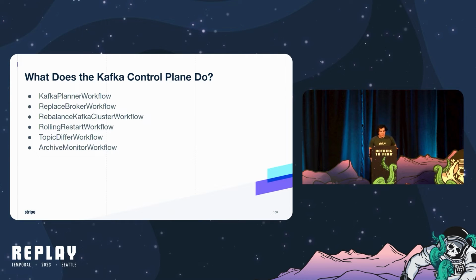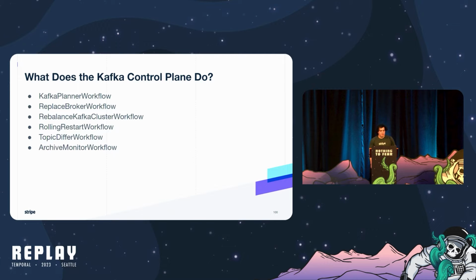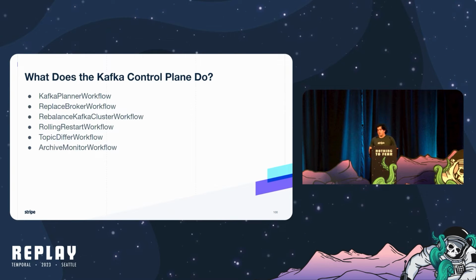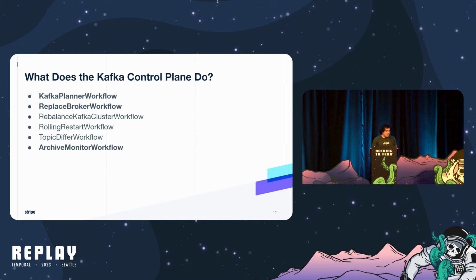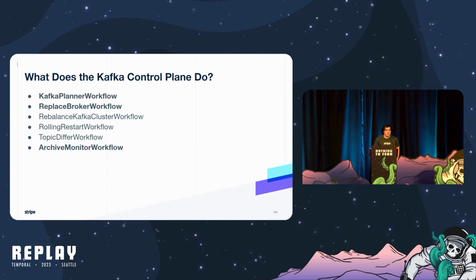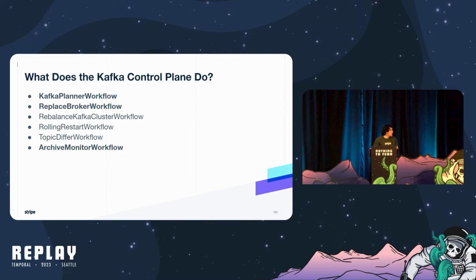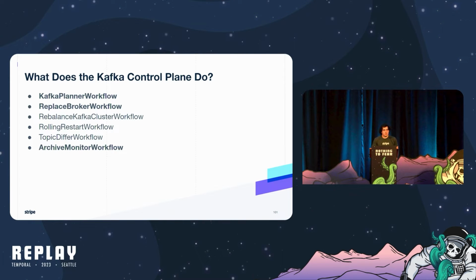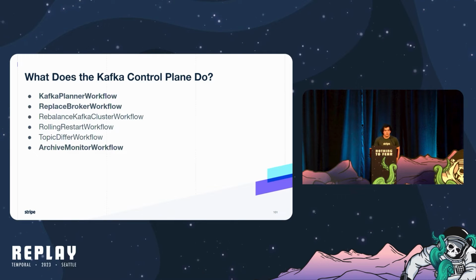We also have the archive monitor workflow, which I talked about, which makes sure that all the data that we write to a specific Kafka topic gets written to S3. I'm going to talk about three of these in more depth. I'll briefly talk about the Kafka planner one, but I'll dive a lot deeper into the replace broker workflow and the archive monitor workflow.